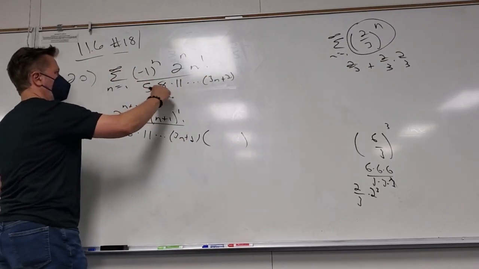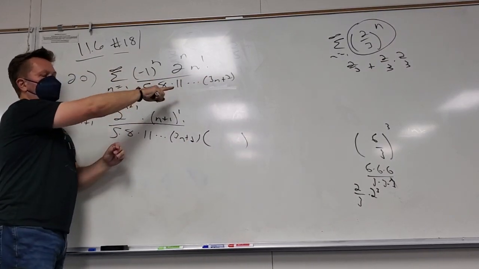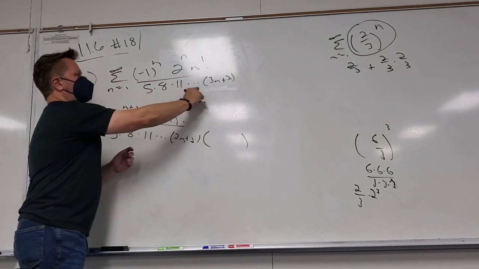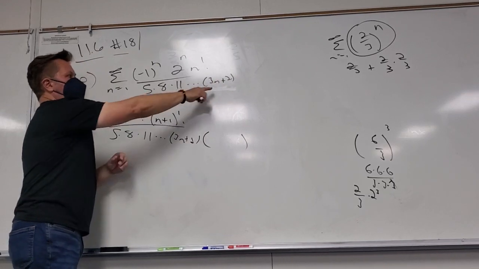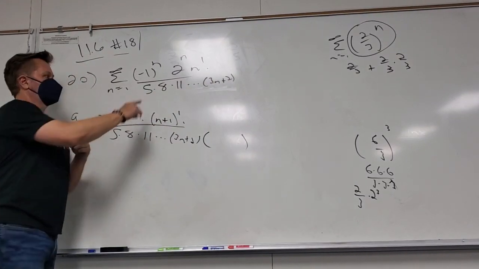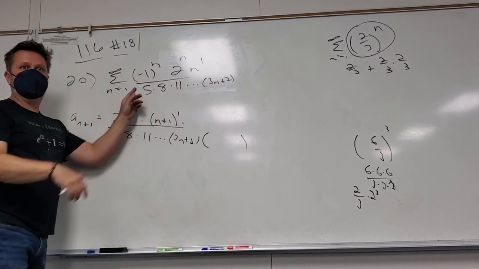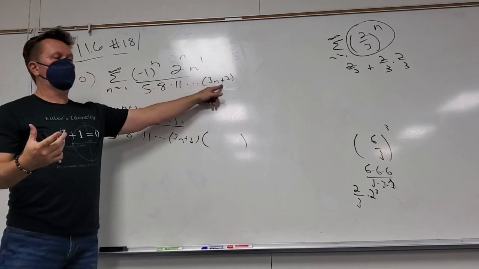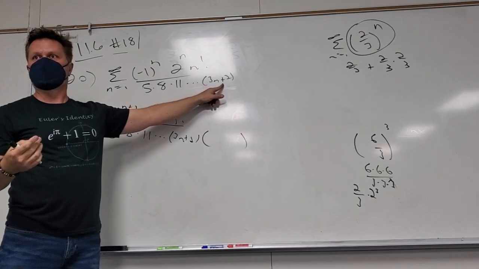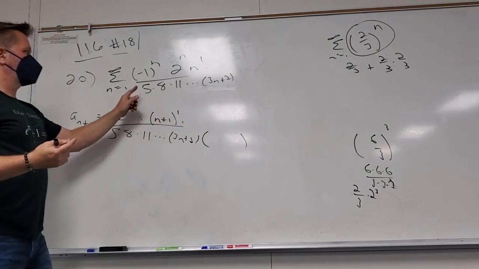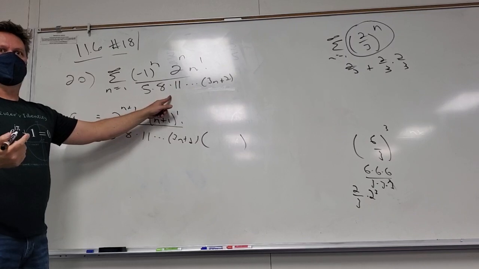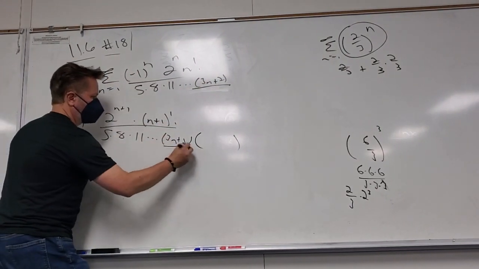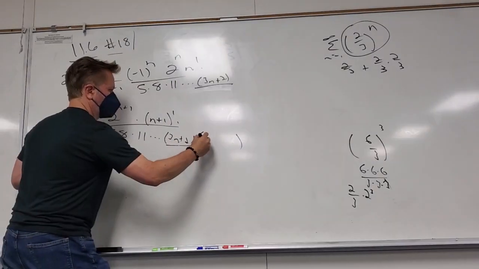Every time n goes up, I get one more piece. If n is 1, what's on the bottom? This starts at 5 and it goes up to 3n plus 2. Well, if n is 1, what's 3n plus 2? So it starts at 5 and it ends at 5. So the only thing on the bottom is 5, right? n equals 2. It starts at 5 and it goes up to 3 times 2 plus 2, which is 8. So the bottom will be 5 times 8. So for the nth term, it goes up to this. So for the n plus 1 term, it goes one more step past this.